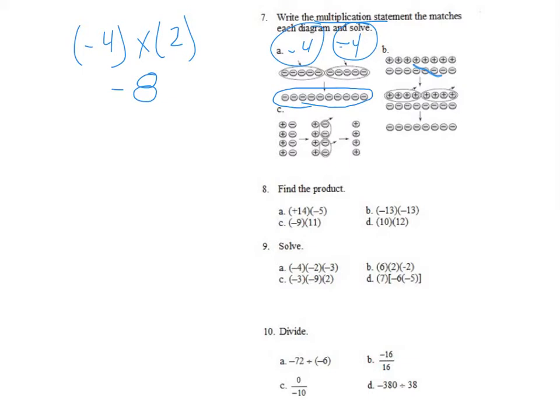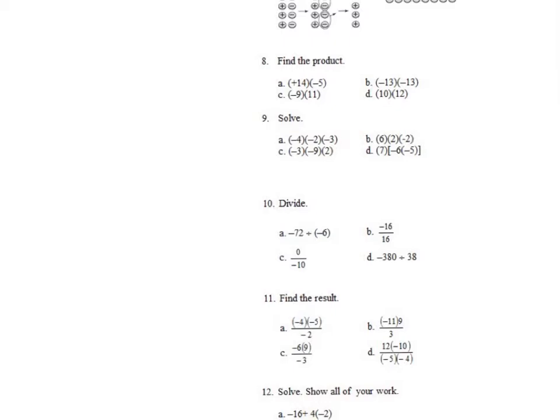So now do your best to try to figure out the other ones. I don't want to give you both answers. For number 8, we're finding the product. Again, this is terminology. Product means the answer to a multiplication question. And multiplying and dividing, rules go as such. When the signs are the same, you get a positive answer. When the signs are different, you get a negative answer.